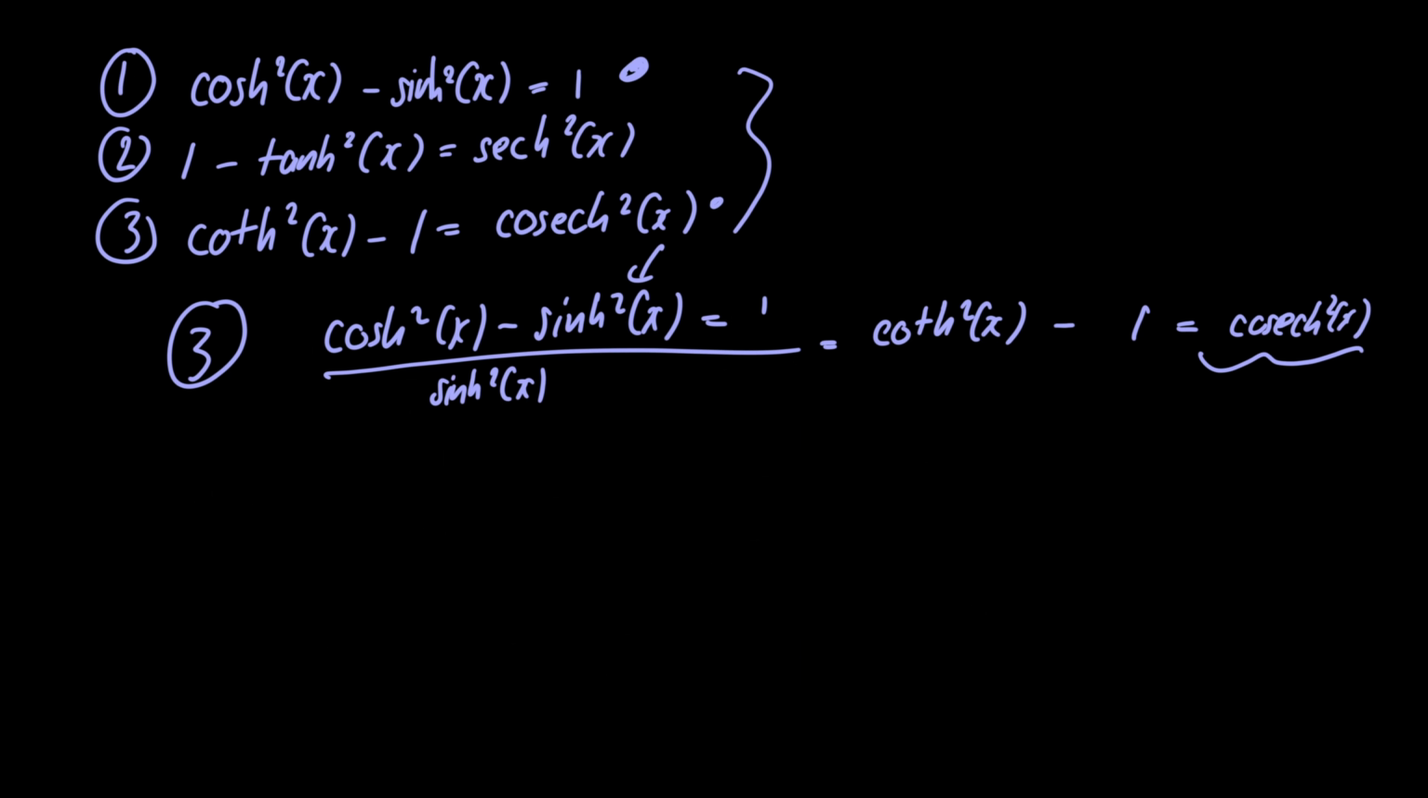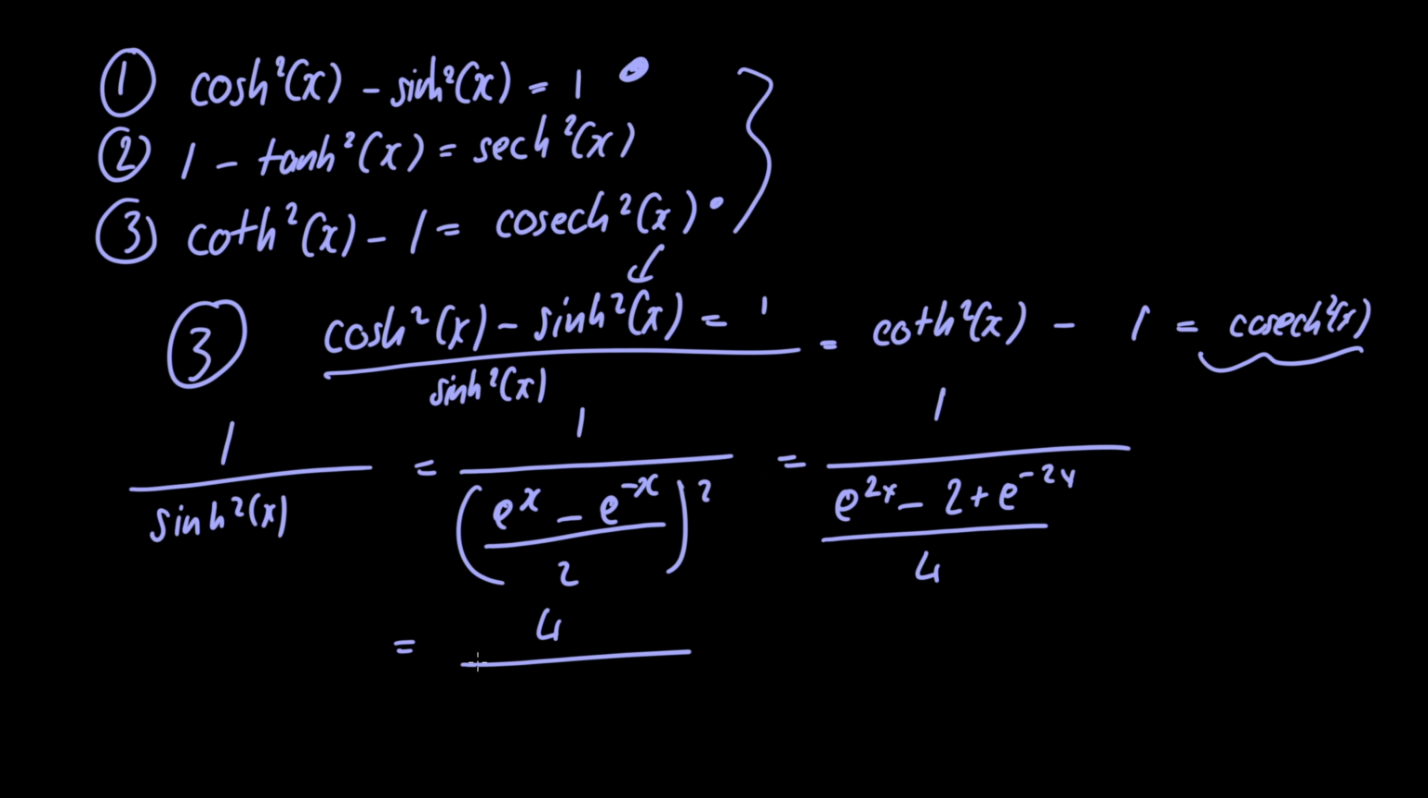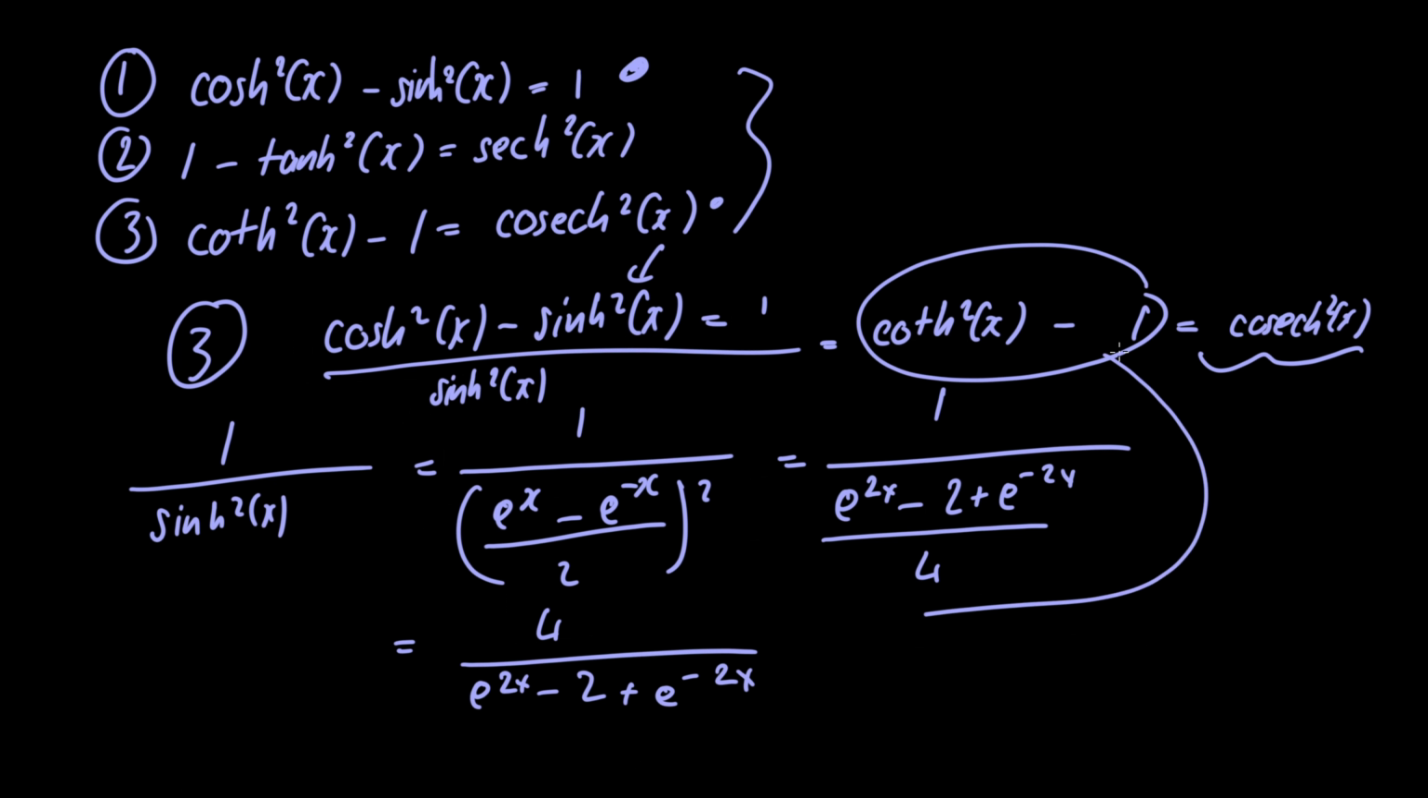Let's figure out what this quantity is here. We know that it's equal to 1 over hyperbolic sine squared of x, and we can rewrite that using its exponential form as this right here. And we know that this is equal to 1 over (e^(2x) - 2 + e^(-2x))/4. Now we can simplify further: 4 over e^(2x) - 2 + e^(-2x). So essentially what we need to do is show that we can rewrite this as this.